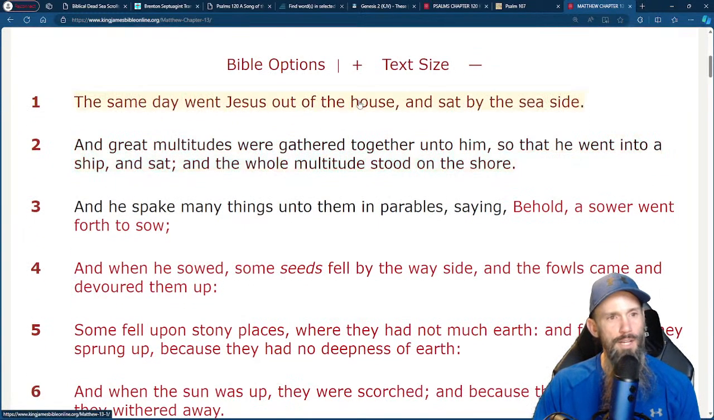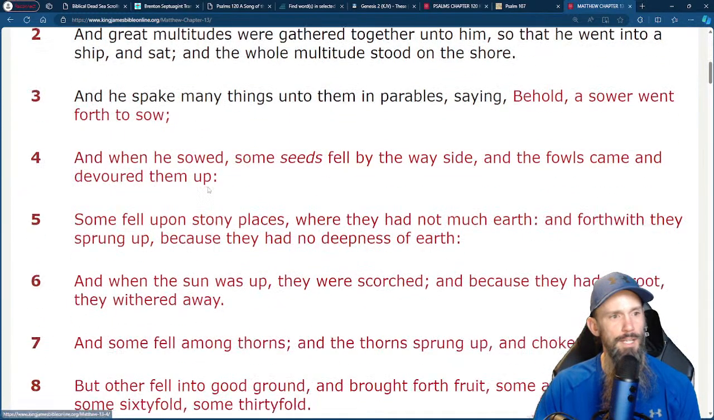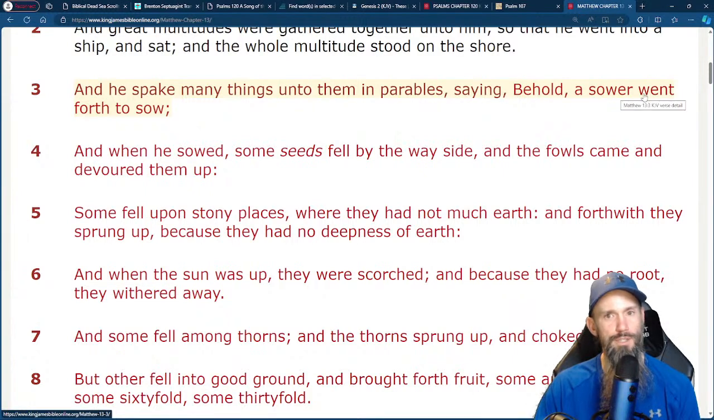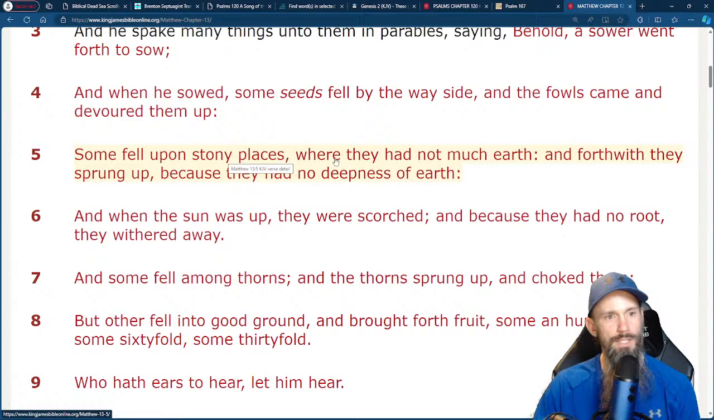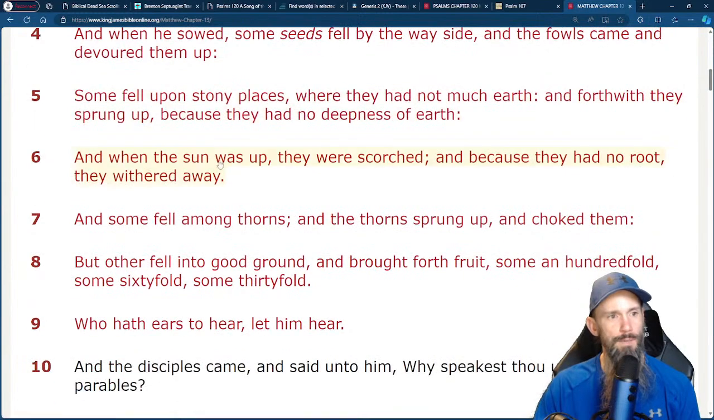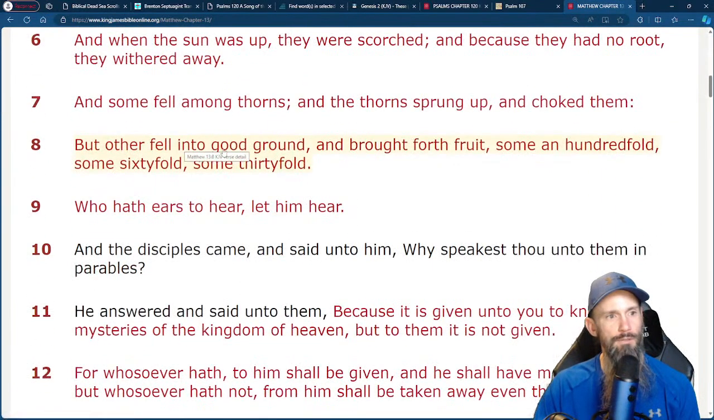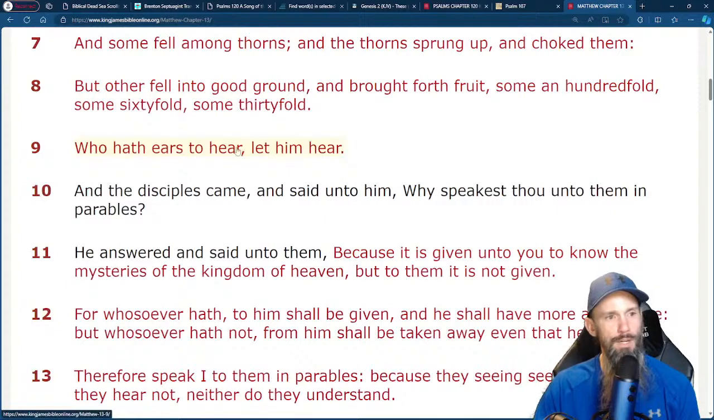Same day went Yahusha out of the house and sat by the seaside, and great multitudes were gathered together unto him, so that he went into a ship and sat, and the whole multitude stood on the shore. And he spake many things unto them in parables, saying, Behold, a sower went forth to sow. And when he sowed, some seeds fell by the wayside, and the fowls came and devoured them up. Some fell upon stony places where they had not much earth, and forthwith they sprung up, because they had no deepness of earth. And when the sun was up, they were scorched, because they had no root, they withered away. And some fell among thorns, and the thorns sprung up and choked them. But other fell into good ground and brought forth fruit, some 100-fold, some 60-fold, and some 30-fold. Who hath ears to hear, let him hear.